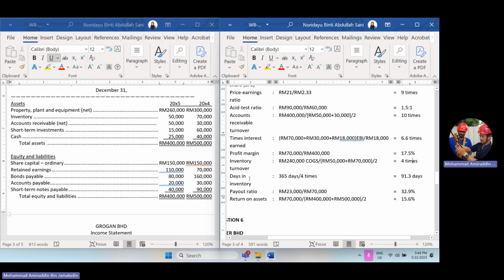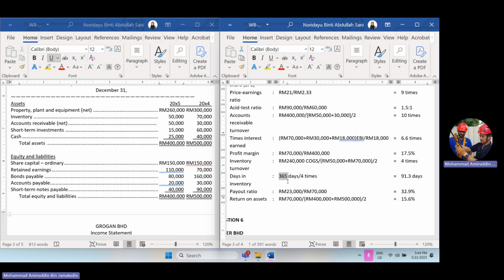Next, days in inventory. This one depends on the question. If I ask you on a daily basis, it's 365 divided by your inventory turnover. If I want it on a weekly basis, you have 52 weeks in a year, so 52 divided by 4 times. If I want it on a monthly basis, 12 divided by 4. It says how long you take to sell your stock, to clear your stock.